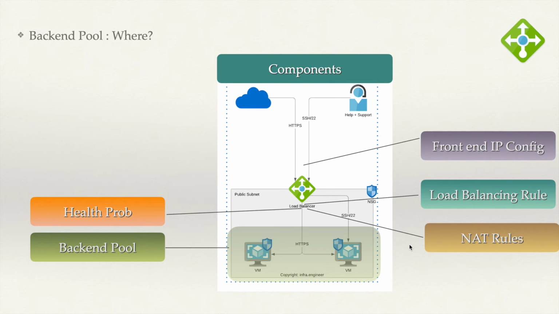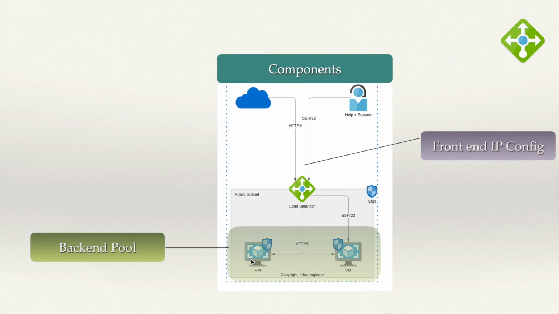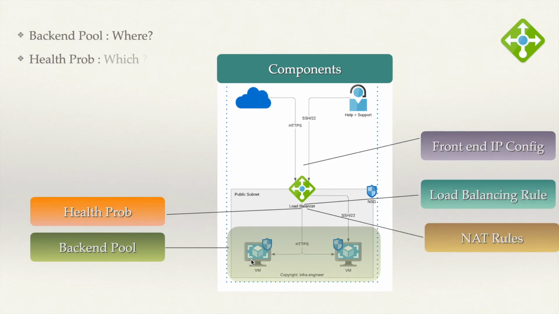I will repeat again, just to remind you, this is how I remember them. The backend pool is the "where" part: where exactly your load balancer needs to redirect the traffic. The health probe is which application it needs to connect to, and then the load balancing rule is the "how" part, how it is going to perform that. And then, as I mentioned, the NAT rule is basically port offloading.